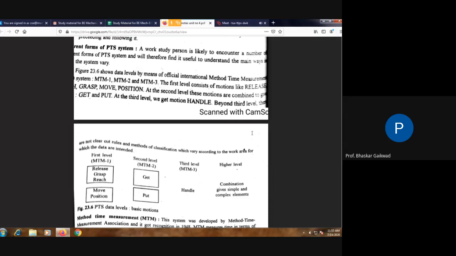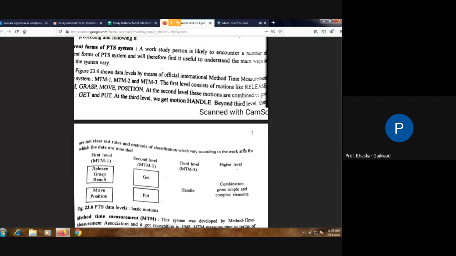Now the second level is there, Methods Time Measurement. At the second level, two motions are there: get and put. Get that thing, get the screwdriver, put it over this and go for tightening the carburetor assembly. And this is the second level.